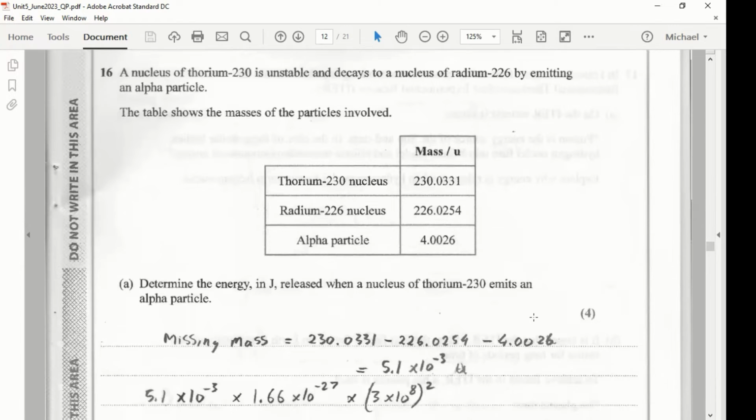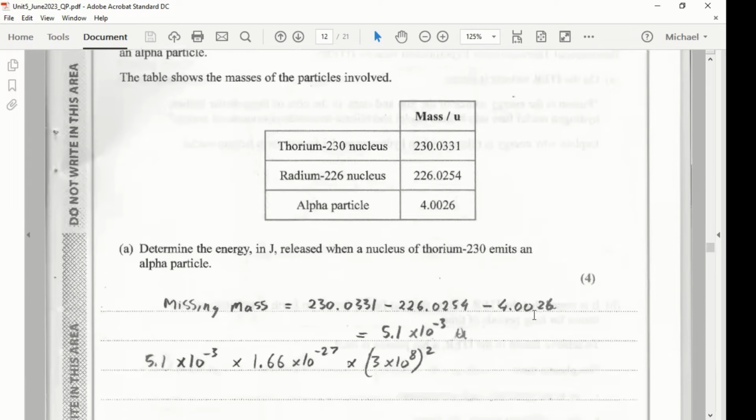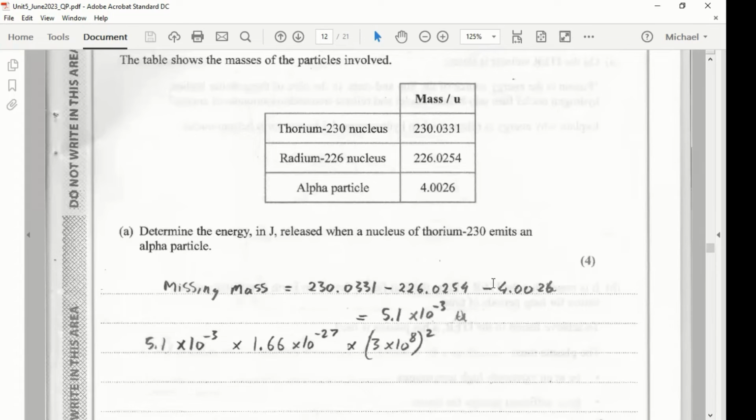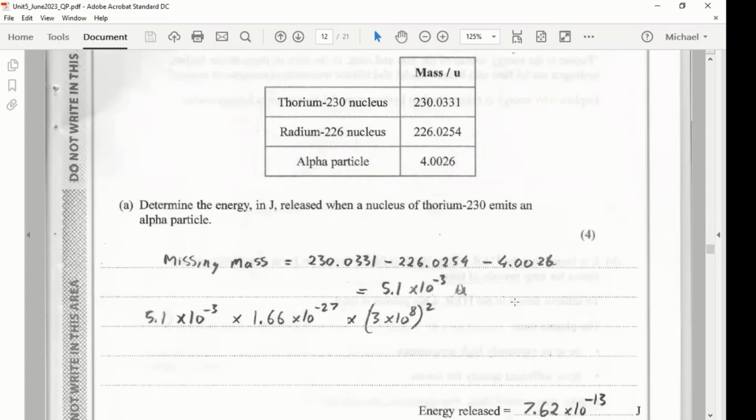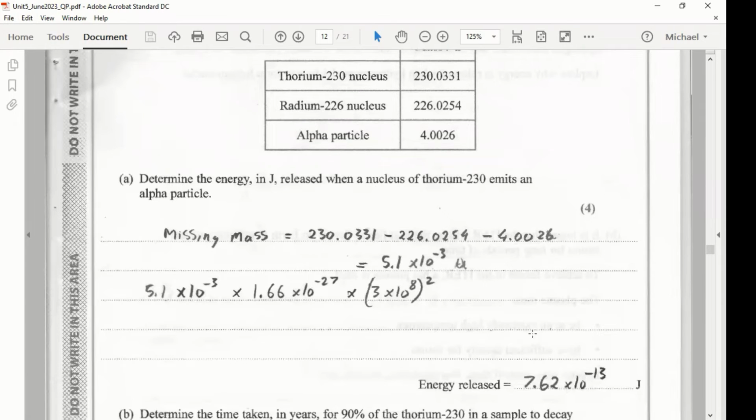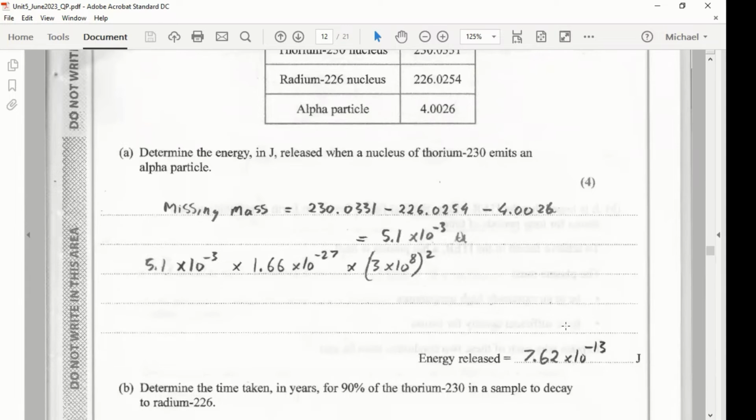So you have to work out the missing mass. That would be the mass of the thorium-230, take away the radium nucleus, take away the alpha particle. Now, if there was no missing mass, those numbers would go down to 0, but it isn't. There's a missing mass of 5.1 times 10 to the minus 3 u. Multiply that by the mass of u, which you're given. Then E equals mc squared, multiplied by c squared, and you get an answer in joules: 7.62 times 10 to the minus 13 joules.